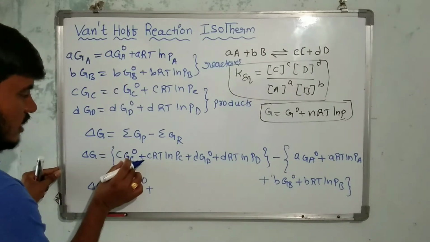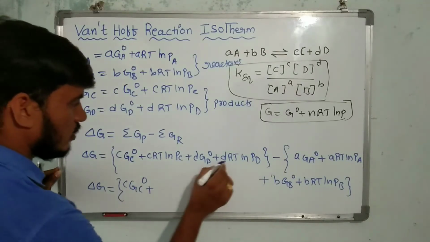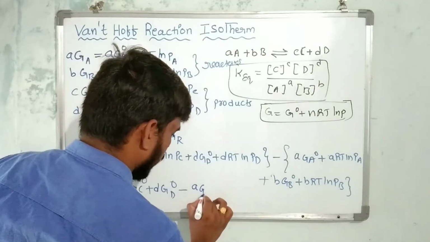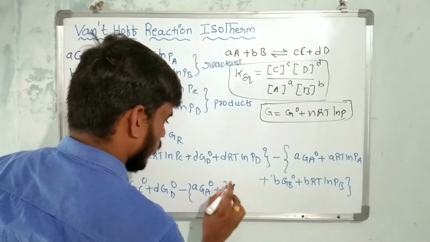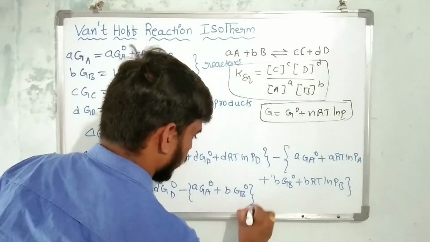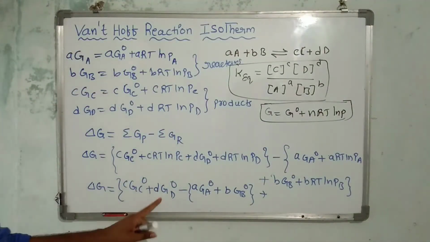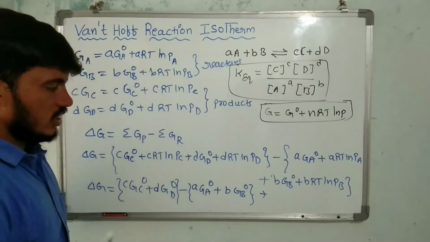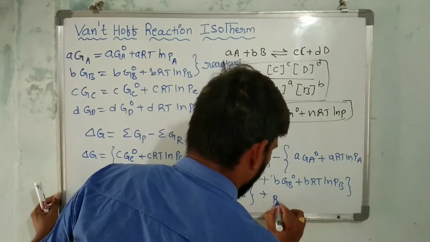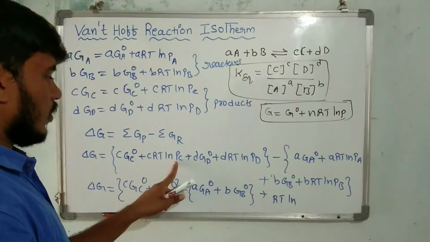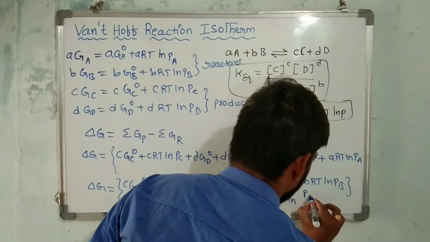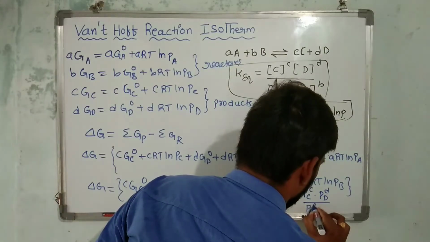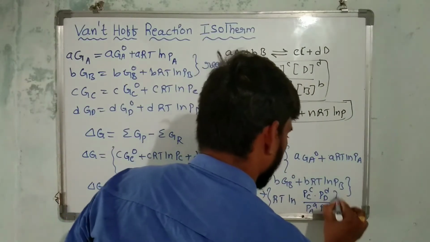In this reaction, these are the products, C times G_C naught plus D times G_D naught, and the reactants are A times G_A naught plus B times G_B naught. These are the G naught values of products and reactants, and these are the RT ln P terms. This expression has the products P_C power of C and P_D power of D, and P_A power of A and P_B power of B.